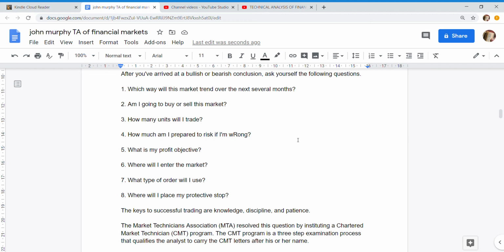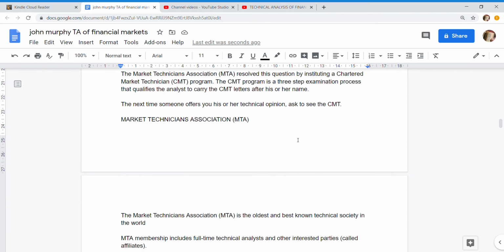The Market Technicians Association (MTA) resolved this question by instituting a Chartered Market Technician (CMT) program. The CMT program is a 3-step examination process that qualifies the analyst to carry the CMT letters after his or her name. The next time someone offers you his or her technical opinion, ask to see the CMT.